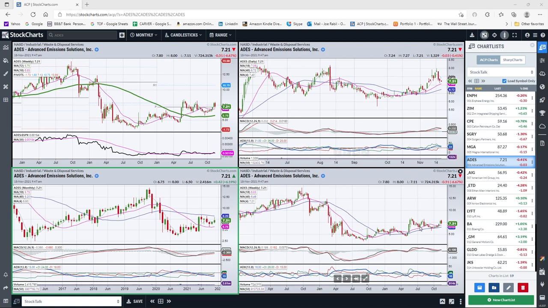What bothers me a little bit is that I think just looking at this, the first thing I see is we got this big red bar right here. We haven't been able to exceed that yet. You see the high of that bar? We failed at that a couple times. So I don't really want to jump in ahead of that, number one.